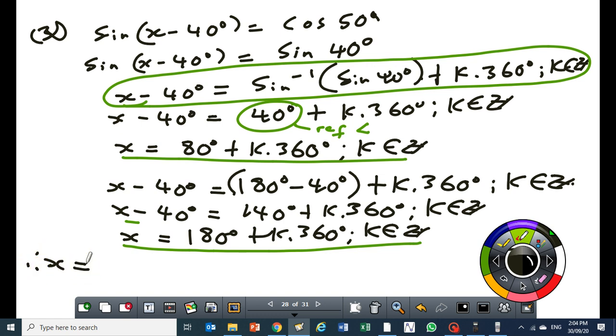the 180. x equal to, right, let's start here. Can you pay attention? If you put k equal to 0 here, you get 0 times 360 plus 80, so you end up getting 80 degrees.